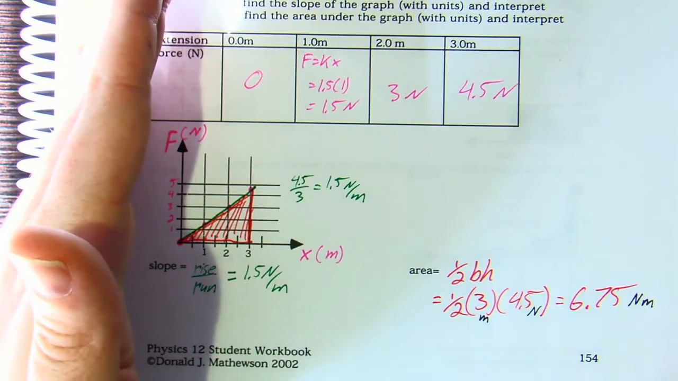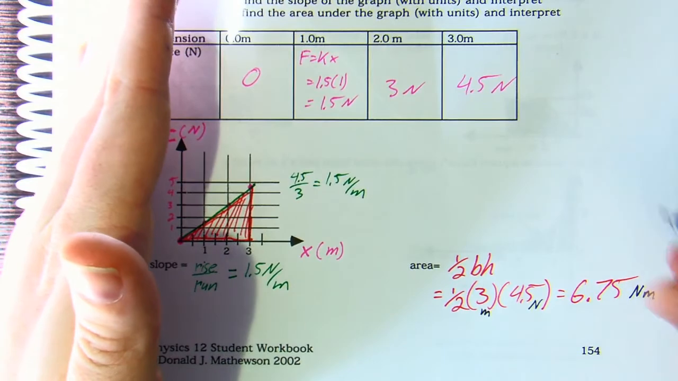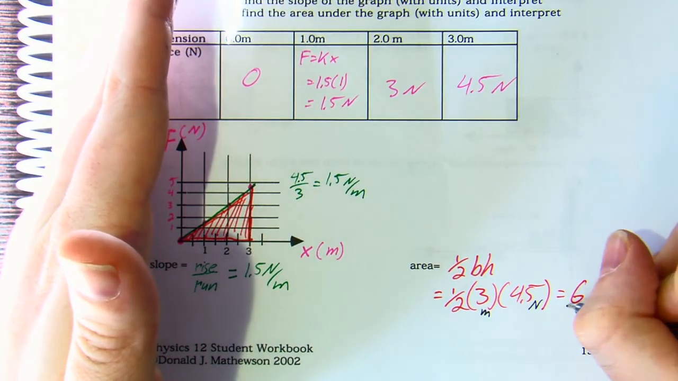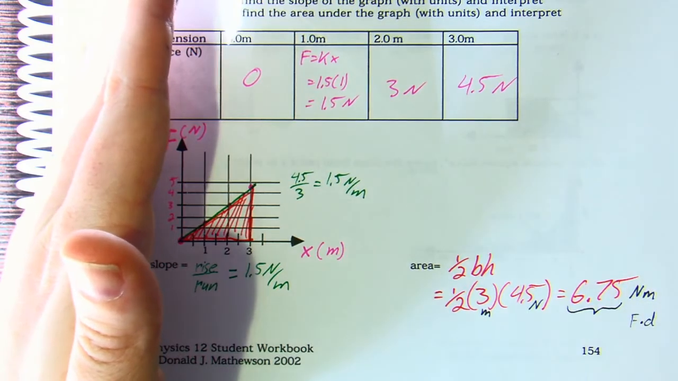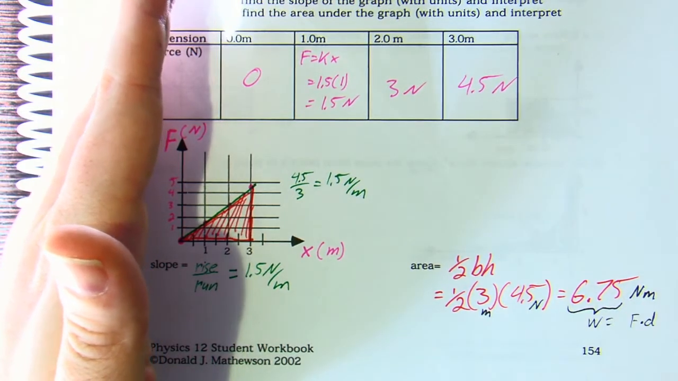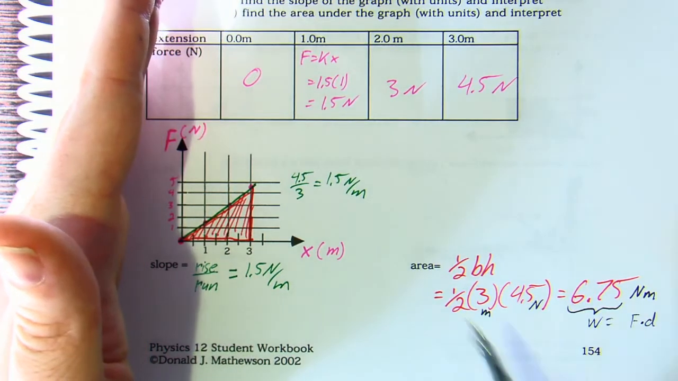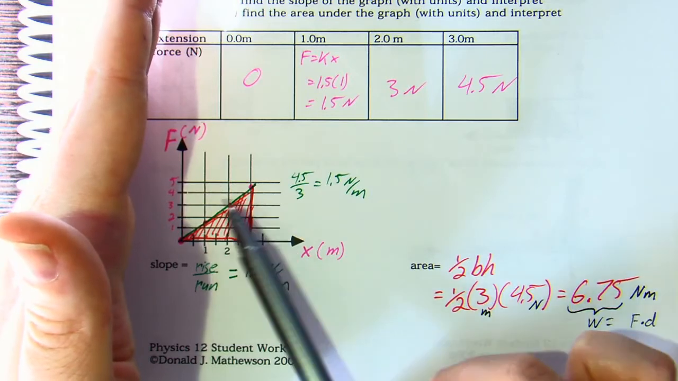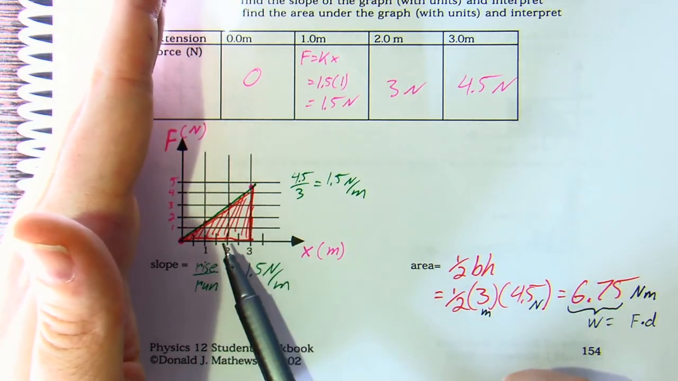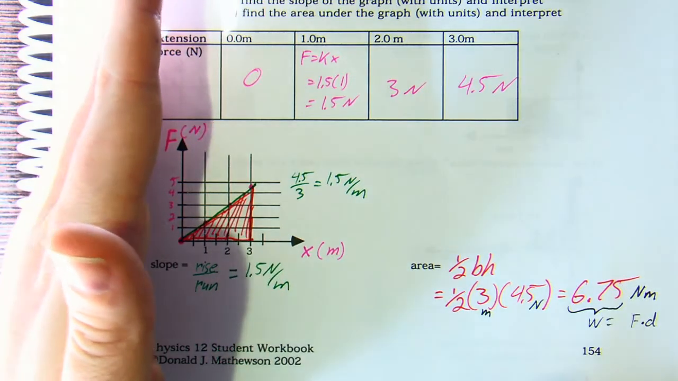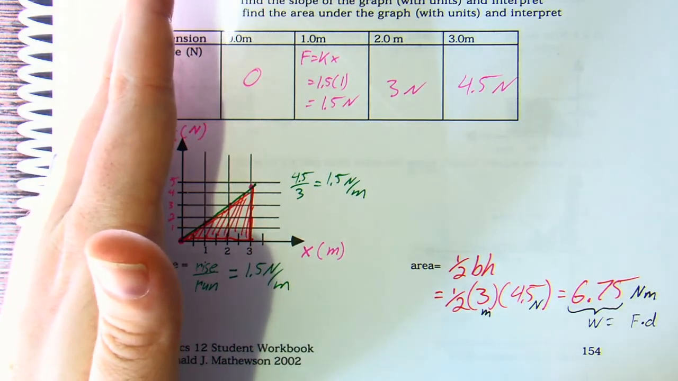We have seen Newton meters before. Newton meters is a force times a distance. So then what does this represent? Well, force times distance is work. So if we look at the graph of a force and an extension for a spring, what we can see here is that the area under the curve is the work done to actually extend that spring.